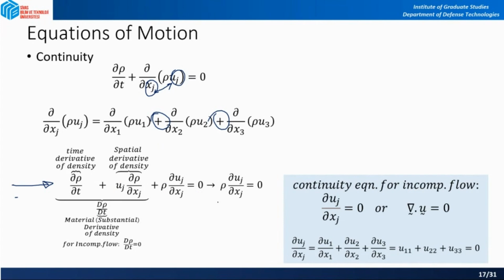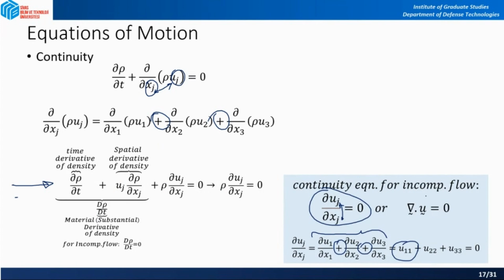Rho or density is not 0, so duj dxj will be equal to 0, or in vector form, del dot u is equal to 0. So again, in here you see a repeating or replacing index. It means that it is just one equation, and it is a summation of these three. So u1,1 plus u2,2 plus u3,3 is 0. So du1 dx1, we just show it by u1,1 for simplicity in here.